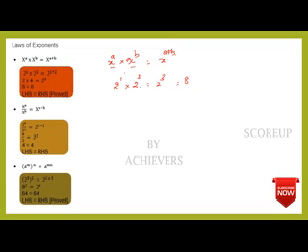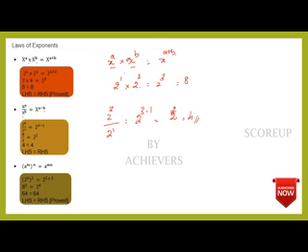Here the bases are equal, so x power a by x power b we can write as x power a minus b. If it is division, we can subtract. If it is multiplication, we can add. So like this we can do this sum: 2 power 3 by 2 power 1. So it is 2 power 3 minus 1, which is 2 power 2.